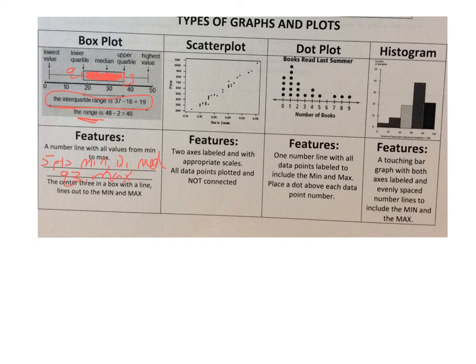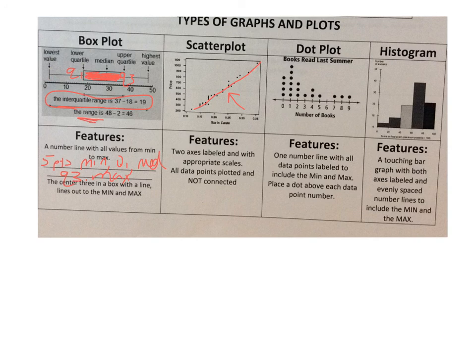The next one is your scatter plot. Your scatter plot is your bivariate data plot. It has 2 axes labeled with the appropriate scales, all data points plotted and not connected. What your scatter plot allows you to do is talk about your correlation and whether there's a causation or not. So in this case, this is a very strong positive correlation. What I drew in red is called your line of best fit. Those are key things that you want to remember when talking about scatter plots.